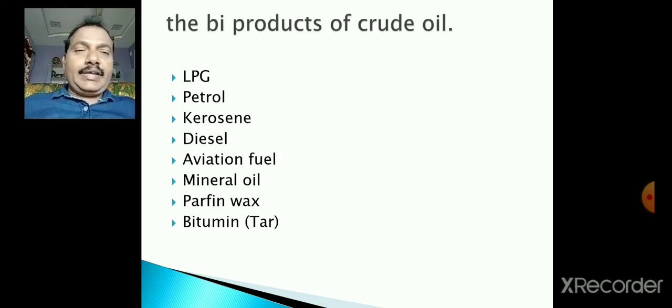So now let us see the byproducts of crude oil. The oil and natural gas industry produces these byproducts: LPG, petrol, kerosene, diesel, aviation fuel, mineral oil, paraffin wax, bitumen, tar. So these are the byproducts of crude oil.